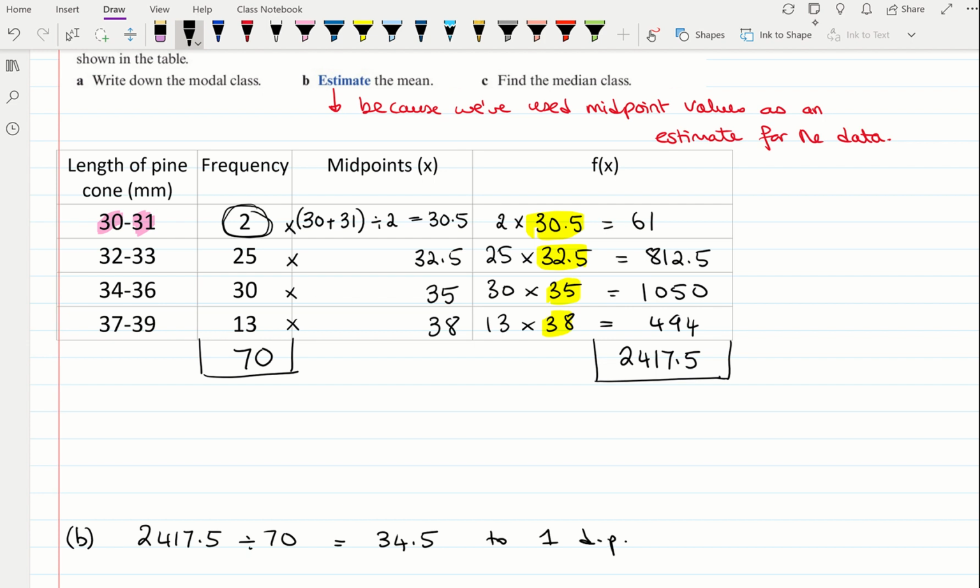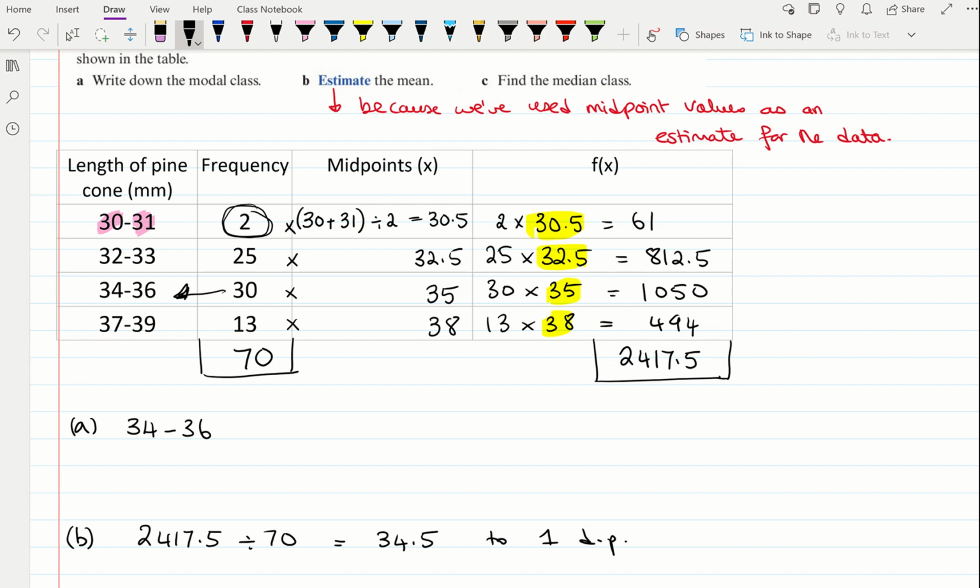And then for part A, it says write down the modal class. Where's the class that appears the most? It's this one, because it appears 30 times. That one appears the most. And when you copy the class or the group, you copy it exactly as it is. If it has a dash in the middle, that's what you copy. If it's an inequality, then you copy it exactly.